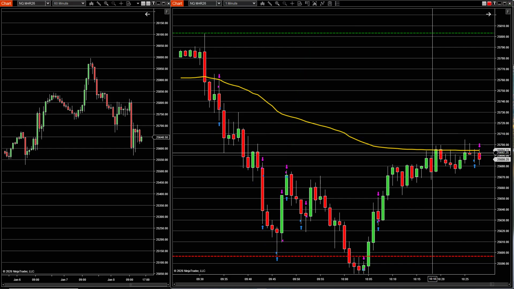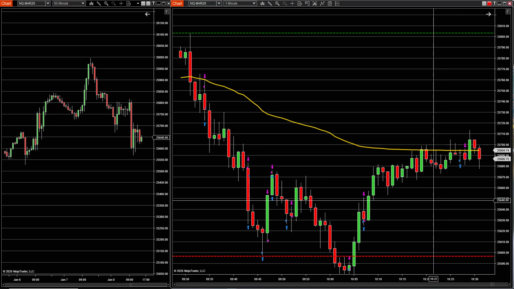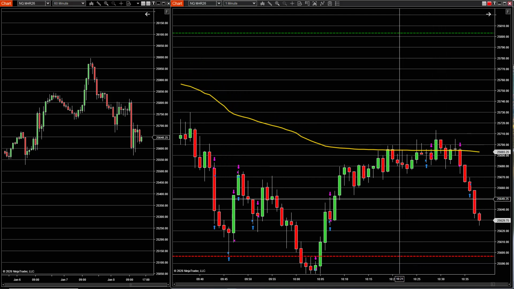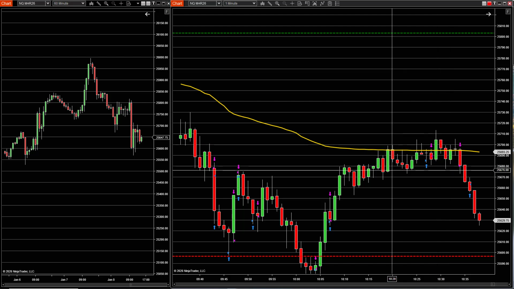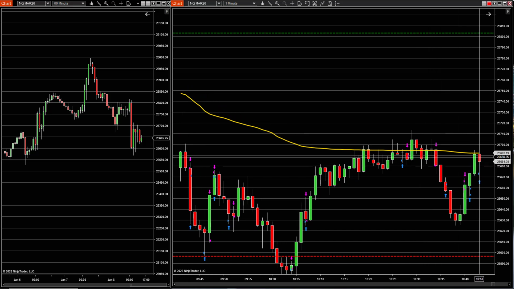VWAP is going to give you a nice little area where the average price for the day is, and you can see how it interacts with VWAP, right? It gets in here, and you can again see buying and selling and buying. A nice little move down there. That's a full one there. And then we're getting the retracement, right?